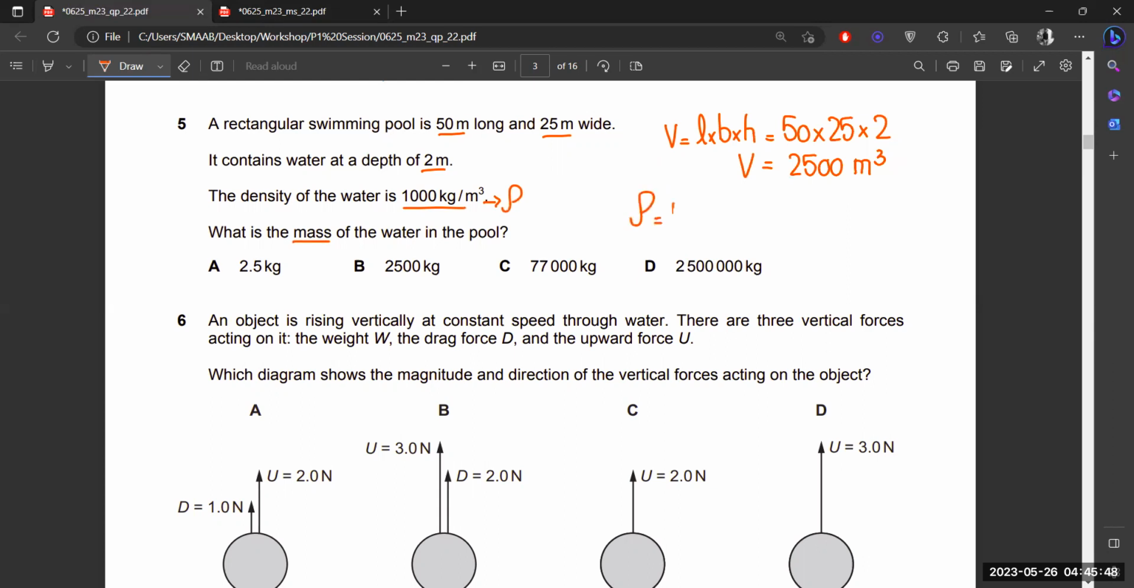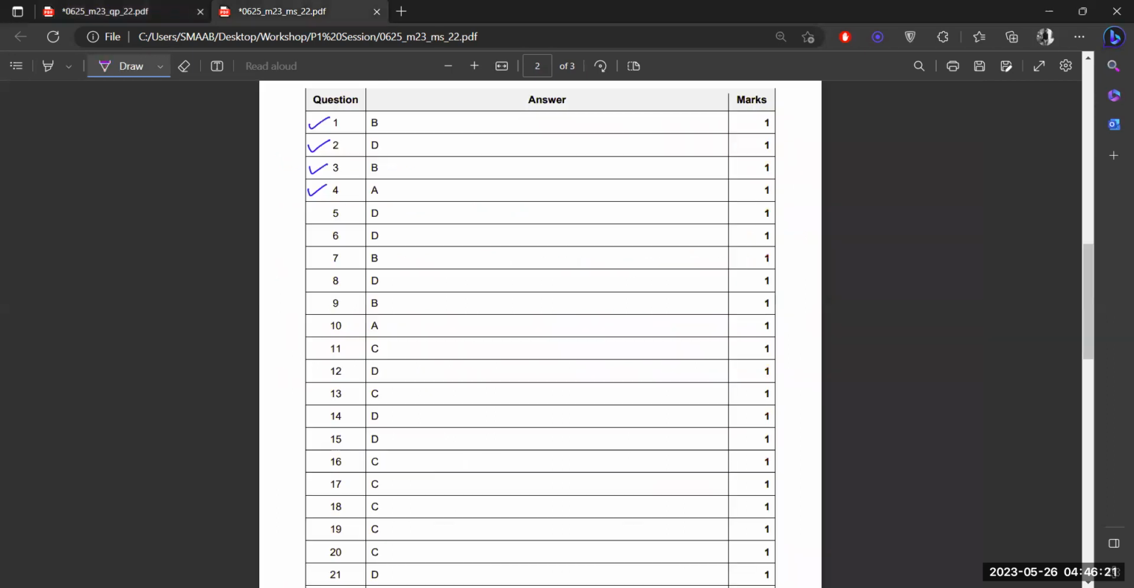Use the basic formula of density equals mass over volume, and we need to find the mass. So the equation will be density into volume equals mass. So mass will be equal to 1000, the density, multiplied by 2500, the volume. 1000, sorry, multiplied by 2500, you will get 2500000. That is option D. So question number 5, option D is the right choice. Yes, D is the right option in the marking scheme also.